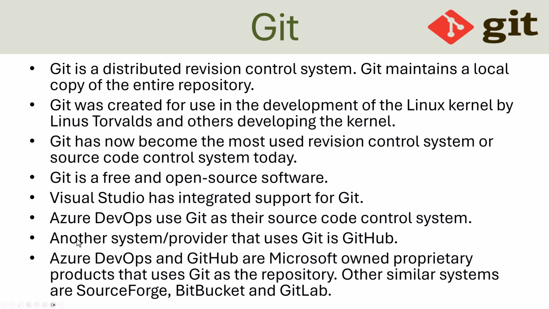Another provider that uses Git is GitHub, and both Azure DevOps and GitHub are products by Microsoft, while as mentioned Git is the repository, and it's free and open, and you can use it. You can also install and use it on your own computer if you prefer. Other similar systems that use Git as a repository are SourceForge, Bitbucket, GitLab, etc. In addition to those I mentioned, GitHub, we will focus today in this tutorial on Azure DevOps.